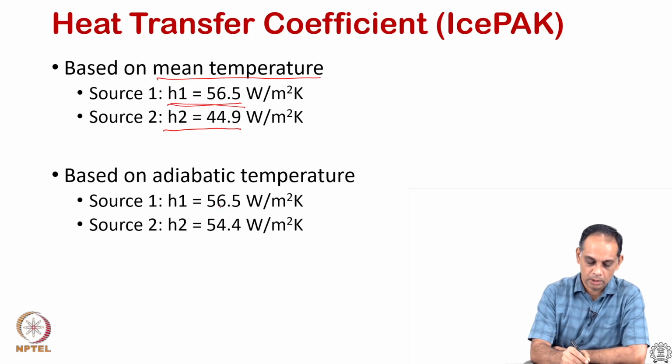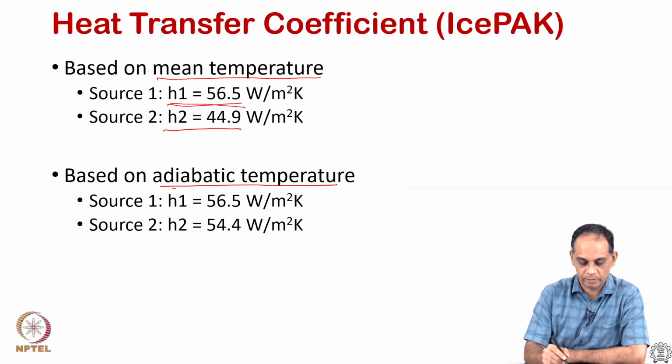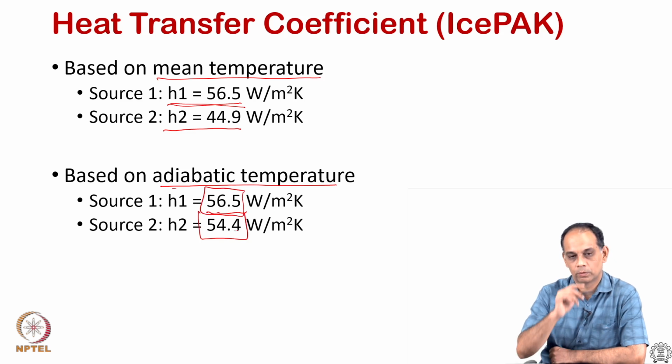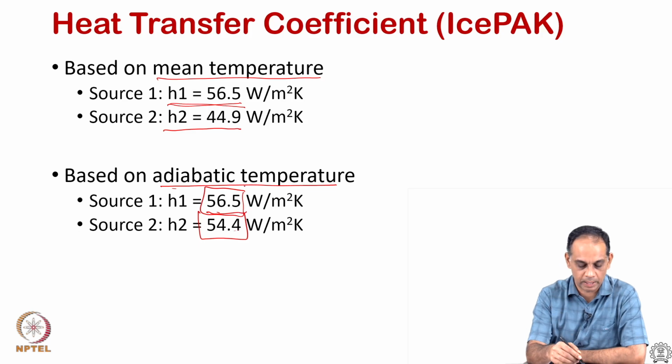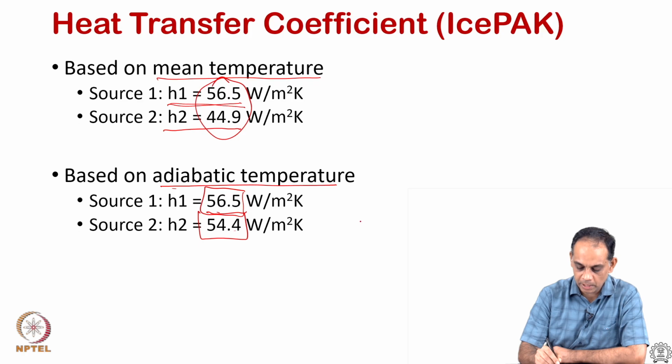So, in this case, if I use adiabatic temperature, even with low accuracy simulations or grids, you see that they are very close. You get the heat transfer coefficient as 56.5 watts per meter square Kelvin and 54.4 watts per meter square Kelvin. So, these are very close values compared to these, which are very different. So, you see that with adiabatic temperature, the heat transfer coefficient becomes almost constant, and that makes it a very powerful way to handle any 3-dimensional circuitry.